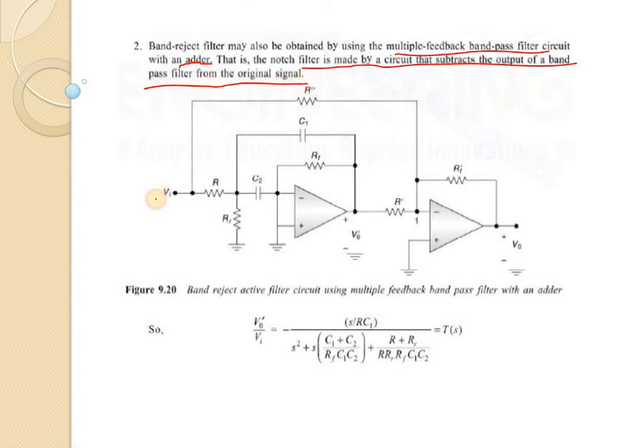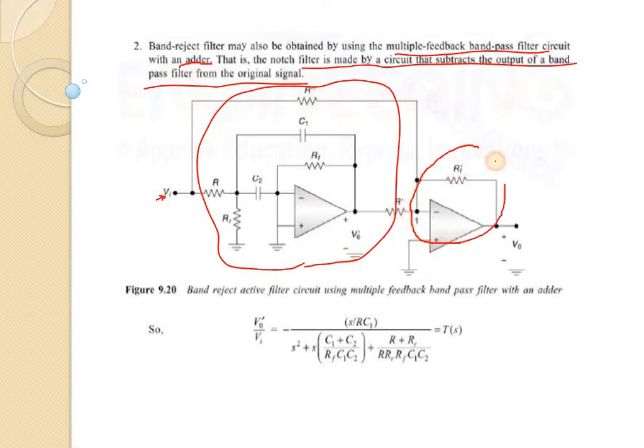So this is our input voltage, and it is connected with the multiple feedback band pass filter, and this is the other circuit, and we are getting the output here. So from here we can calculate V0 by Vi, output voltage by input voltage, and we can see that this is the expression of V0 by Vi.